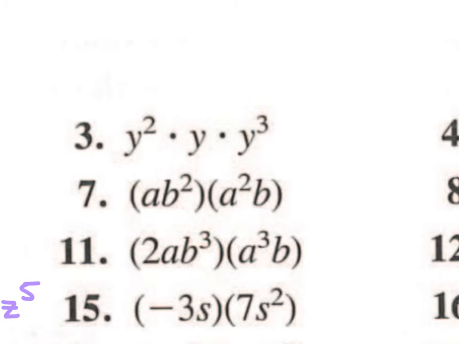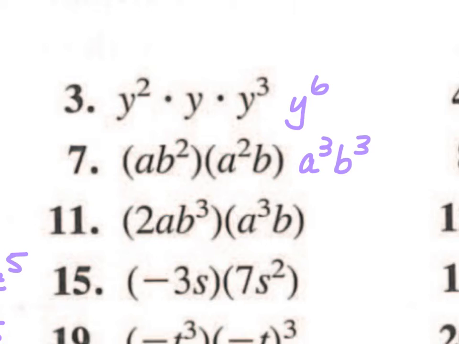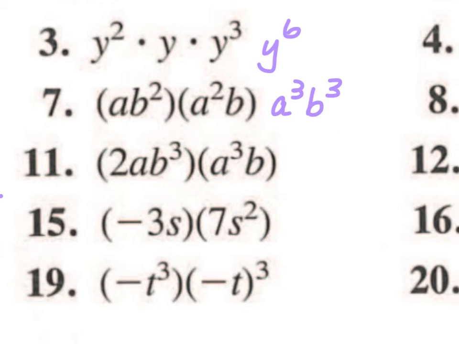And then we have y squared times y cubed, which is going to be y to the 6th power. AB squared times a squared b is going to be a cubed b cubed. 2ab cubed times a cubed b is going to be 2a to the 4th power b to the 4th power. The negative 3s times 7s squared is going to be negative 21s to the 3rd power.